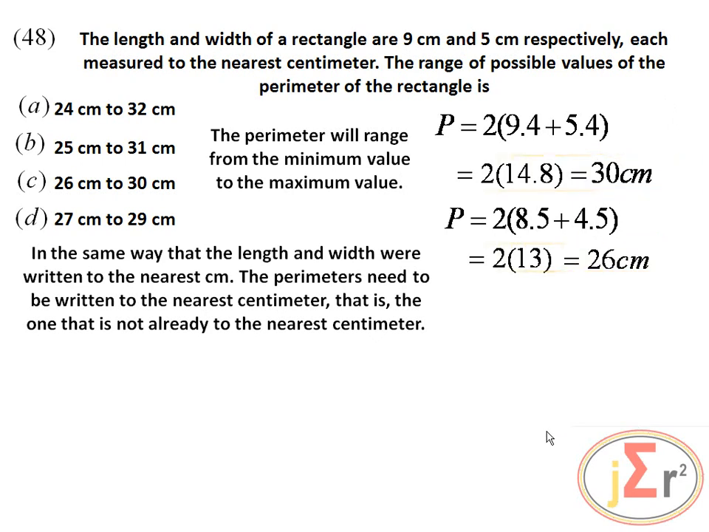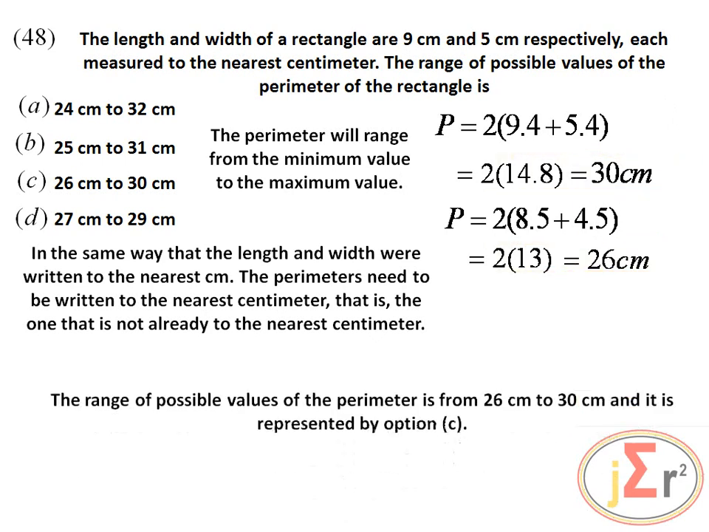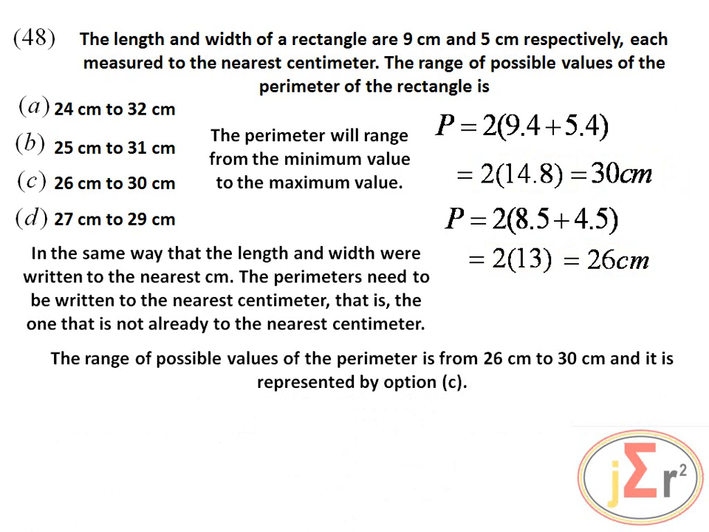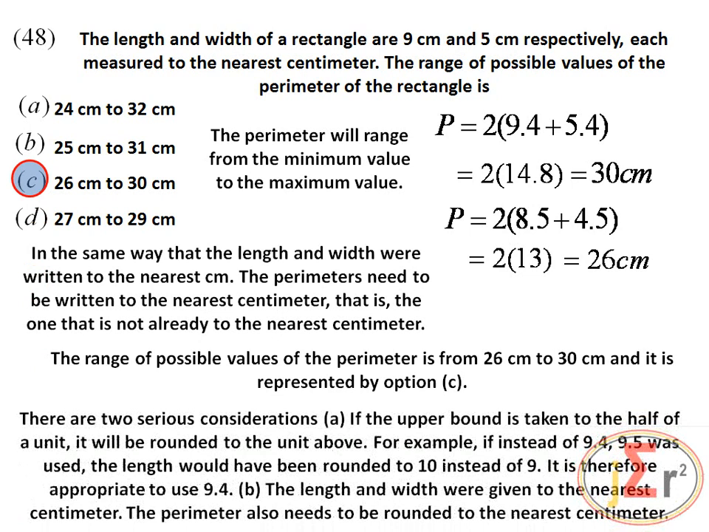And which one is correct? The range of possible values of the perimeter is from 26 centimeters to 30 centimeters, and it is represented by option C. There are 2 serious considerations. The first one, if the upper bound is taken to the half of a unit, it will be rounded to the unit above, as we have discussed before. For example, if instead of 9.4 we used 9.5, the length would have been rounded to 10 instead of 9. It is therefore appropriate to use 9.4.